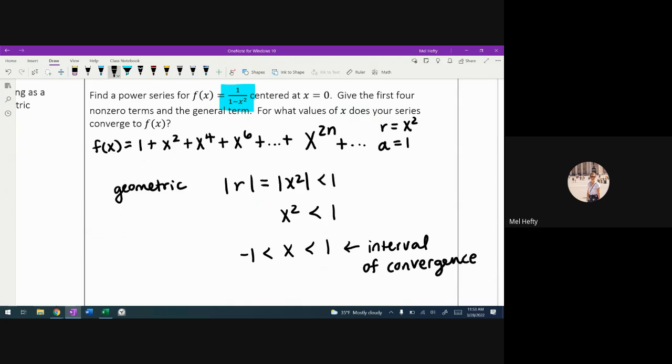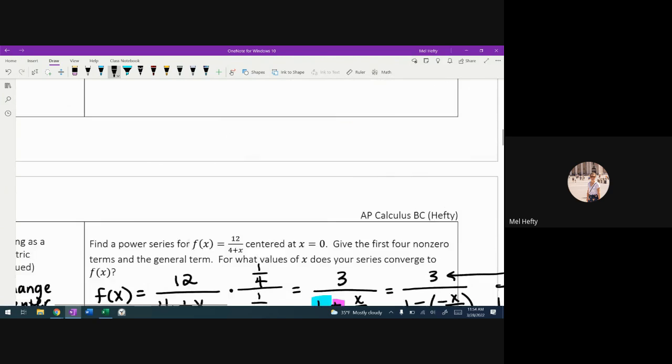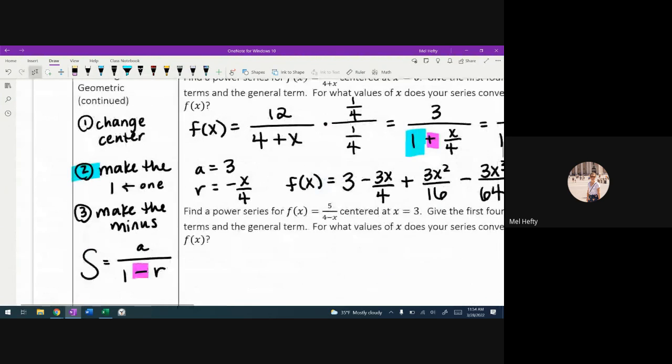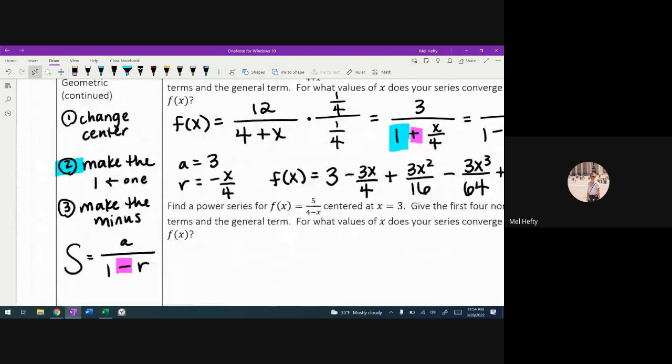So we're going to try to practice the thing we started last time. I'm going to do a few of them just to get you guys in the kind of mood that we were in with those 3 sets of directions that we had before. So remember these 3 sets: change the center, make the 1, make the minus. We're going to make this make a little bit more sense.